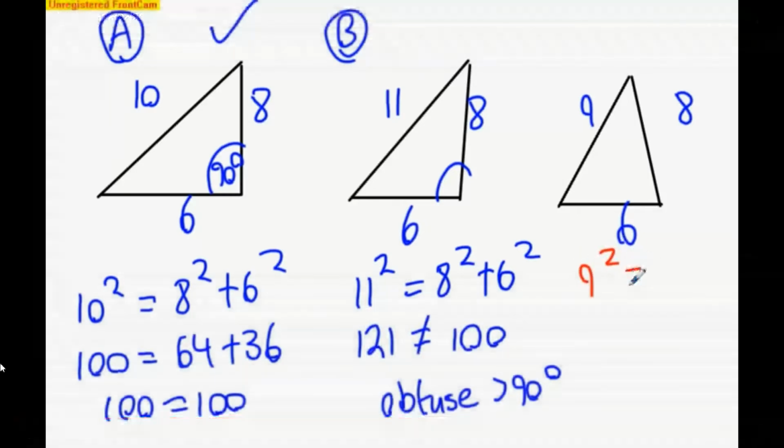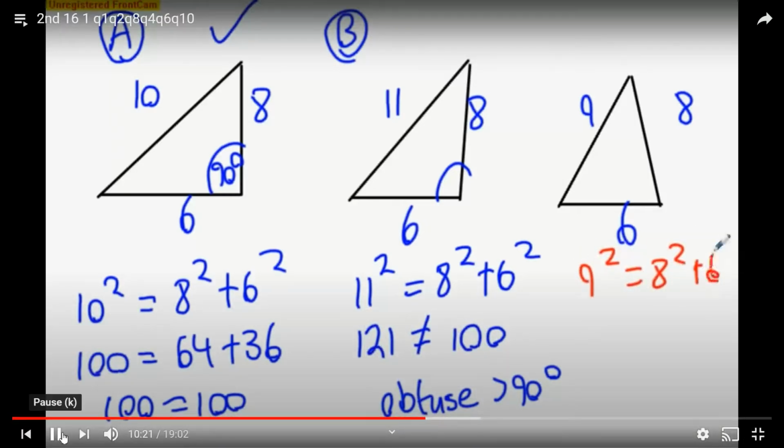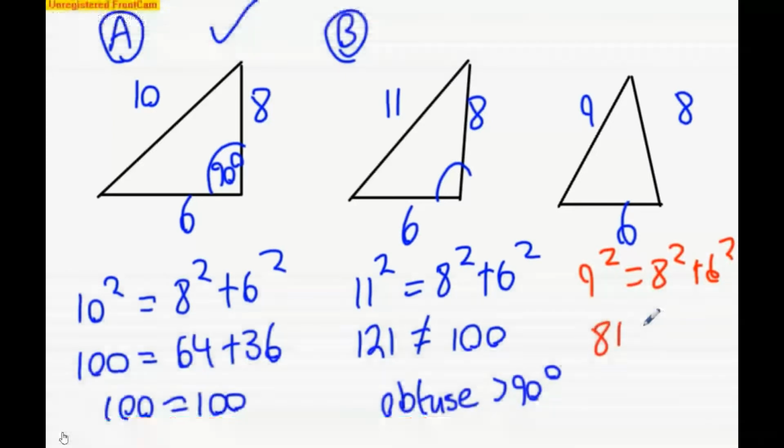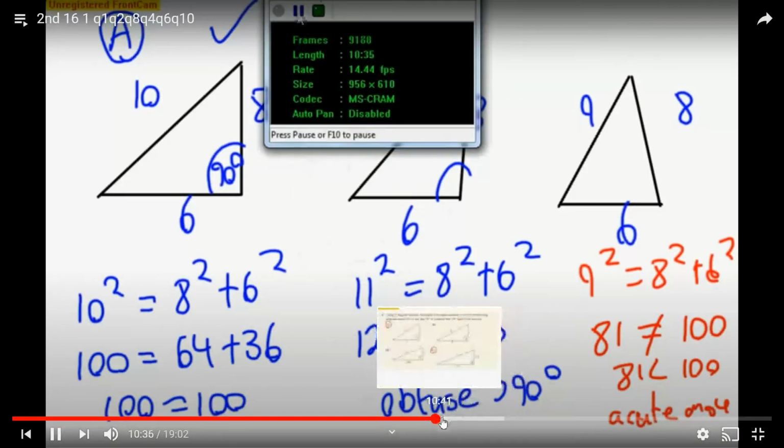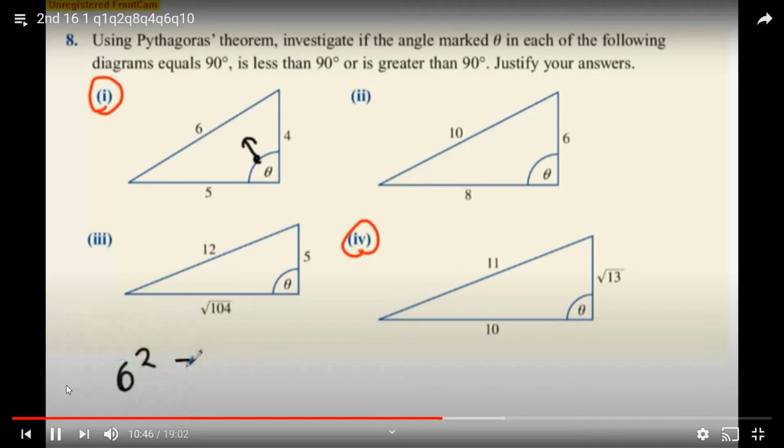Okay, so then when we do Pythagoras' theorem one more time, we're going to get 9 squared equals a squared plus 6 squared. 81 does not equal 100. So basically 81 is less than 100. This makes this an acute angle with 2 C's, not just 1. Okay, spelling obviously not my forte.